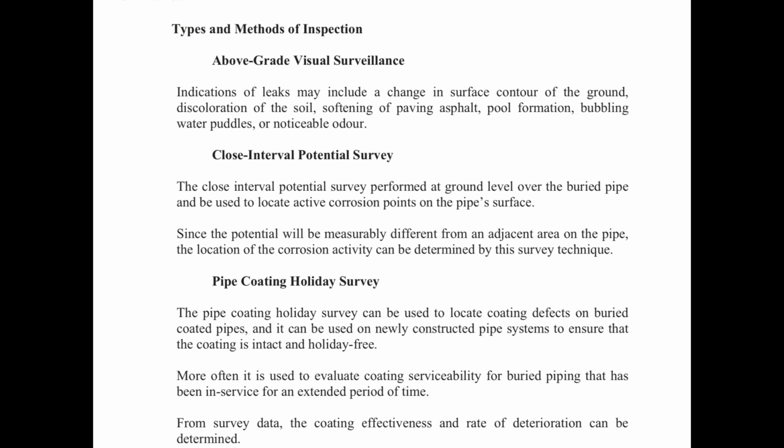The third one, pipe coating holiday survey. The pipe coating holiday survey can be used to locate coating defects on buried coated pipes, and it can be used on newly constructed pipe systems to ensure that the coating is intact and is holiday free. More than that, it is used to evaluate coating serviceability for buried piping that has been in service for an extended period of time. It's a very common inspection method, holiday testing. It has to be done. From the survey data, the coating effectiveness and rate of deterioration can be determined very easily.